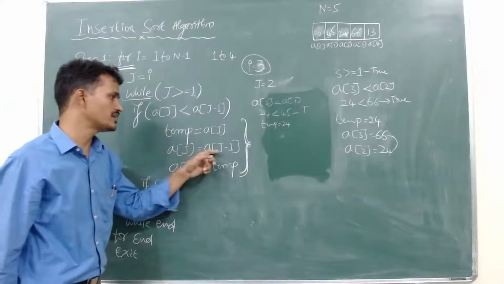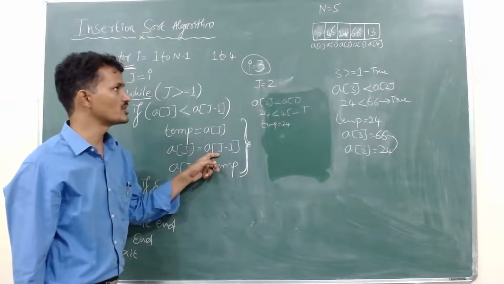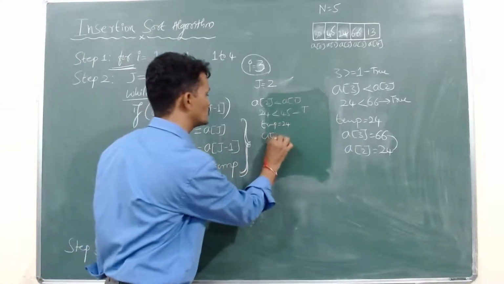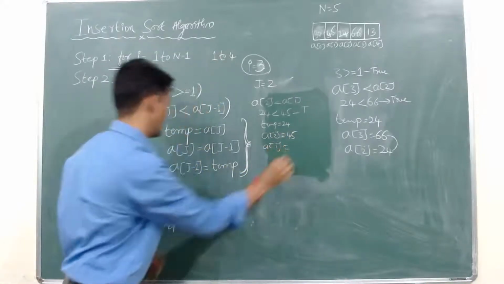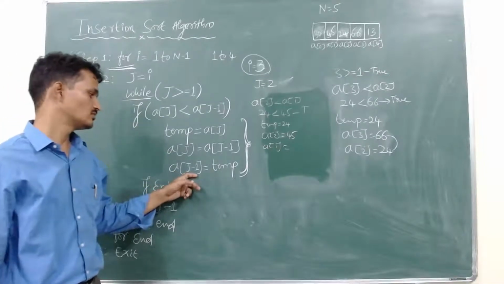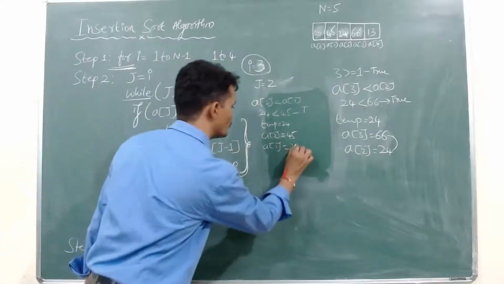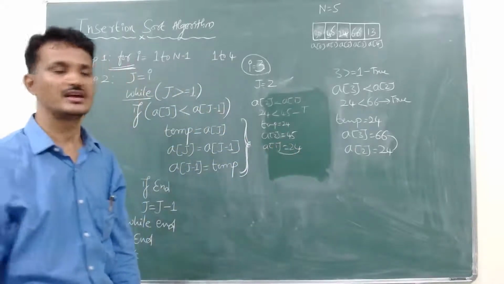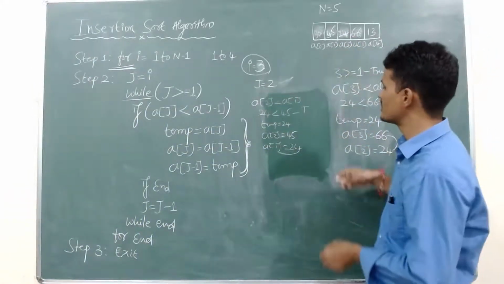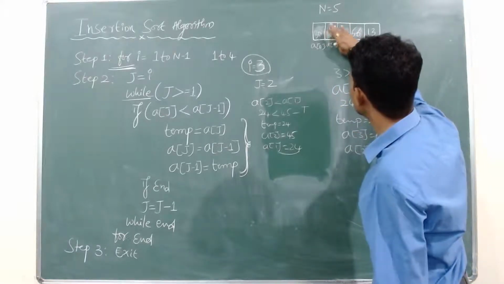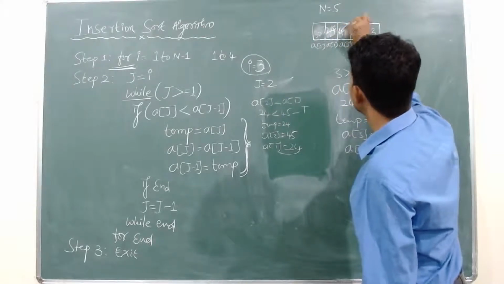Now a of j is equal to a of j minus 1. A of j means a of 2 is equal to a of 1. What is in a of 1? 45. A of 2 will now hold 45. Next comes a of 1. Okay, a of j minus 1, that means a of 1 is equal to temp. What is the value stored in temp? 24. 24 will be moved to which location? A of 1. Now I'll update these two values here. So 24 will come here and here goes 45, right?